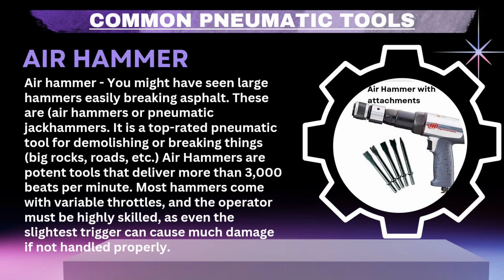Air hammer. You might have seen large hammers easily breaking asphalt. These are air hammers or pneumatic jackhammers. It is a top-rated pneumatic tool for demolishing or breaking things like big rocks and roads. Air hammers are potent tools that deliver more than 3,000 beats per minute. Most hammers come with variable throttles, and the operator must be highly skilled, as even the slightest trigger can cause much damage if not handled properly.